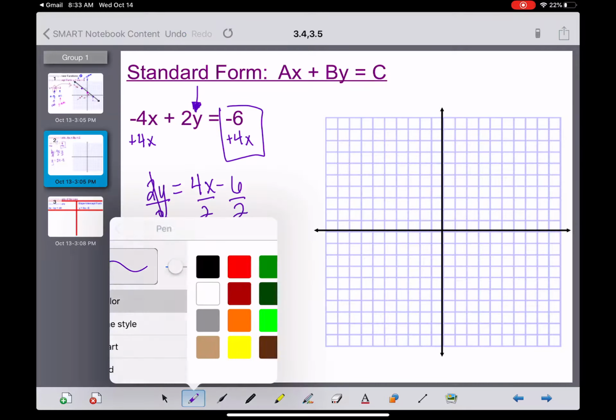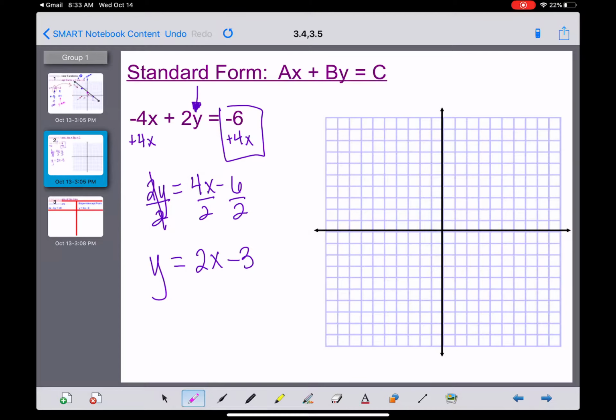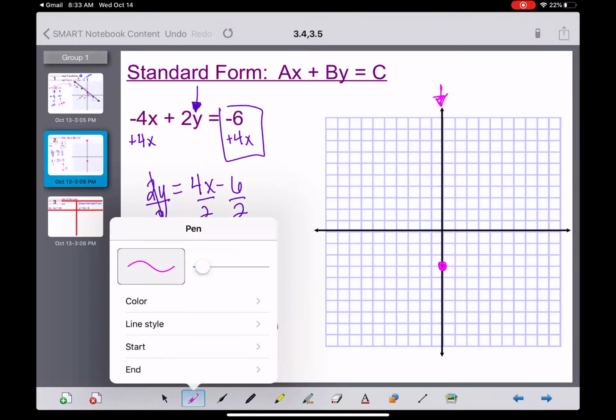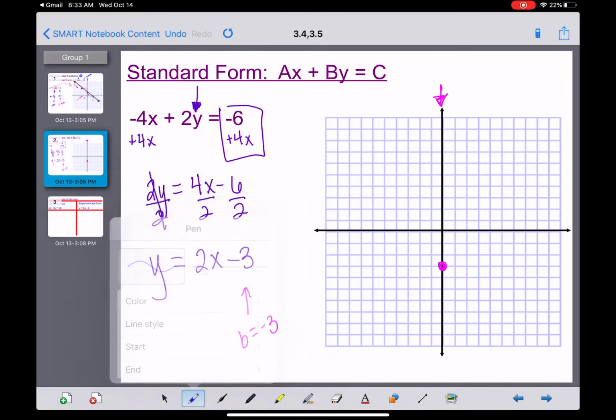Then we repeat the same process. I need to identify my slope and my y-intercept. My y-intercept is -3. That is the starting point on the y-axis, so I go down to -3. And then my slope is the value in front of x, which is 2. Now we do not have a fraction like we did in the previous example. So movement-wise, I'm going to go up 2 spaces and over 1. Rise 2, run 1, rise 2, run 1.